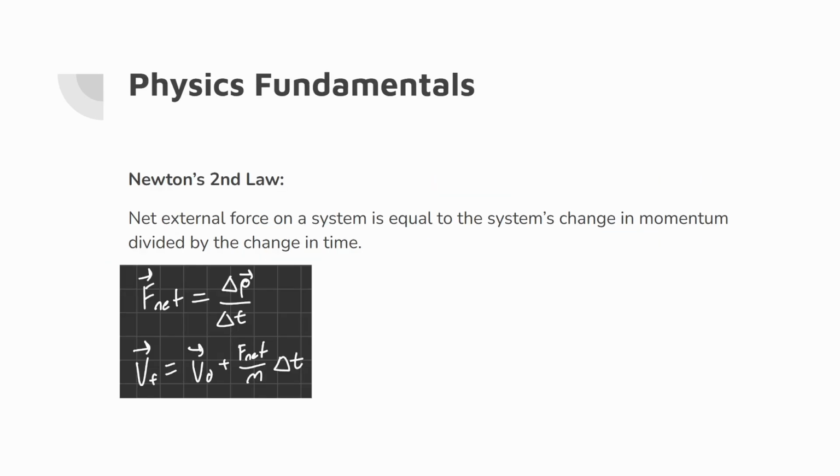Now, the physics fundamental used in this is Newton's second law, which states that net external force on a system is equal to the system's change in momentum divided by the change in time. So as you can see in the equation here, F net equals delta p over delta t. And this can be derived into the velocity update formula, which states that final velocity equals initial velocity plus acceleration, or F net over m, times change in time.